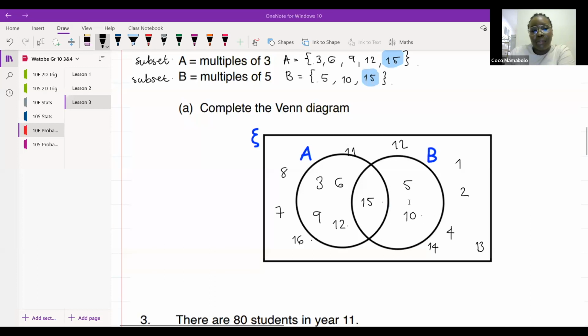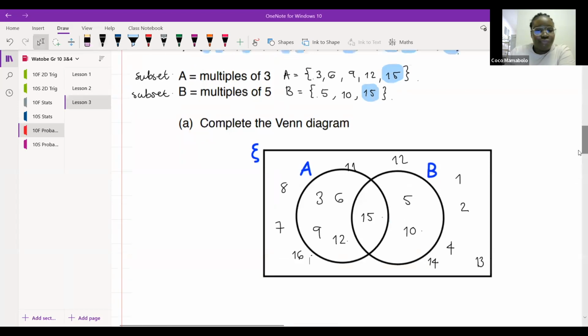Sinako, what's up? Ma'am, does it matter where we put the numbers outside the circles? No, ma'am, not at all, as long as they're in the rectangle and not in the circles. Okay. Thank you, ma'am.